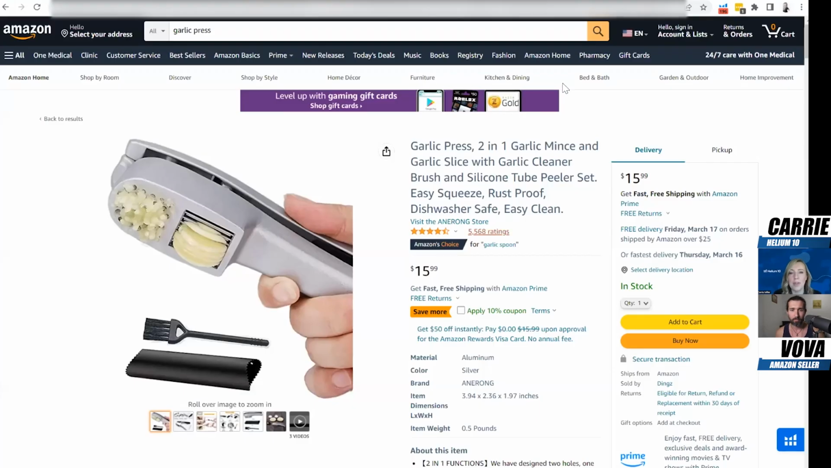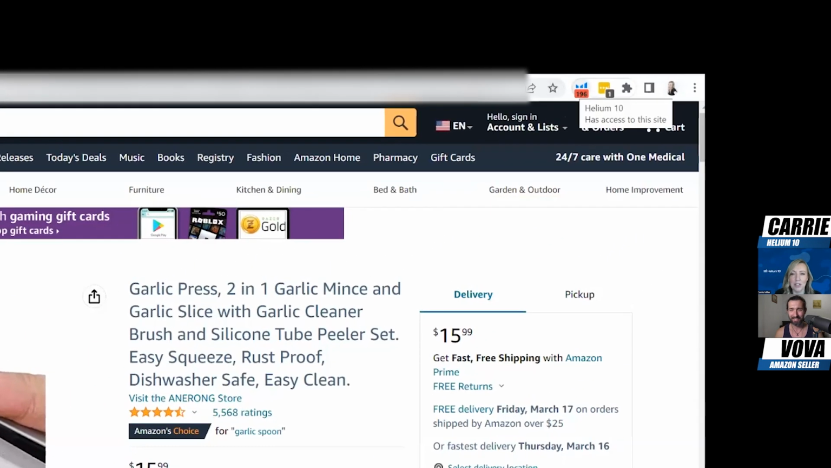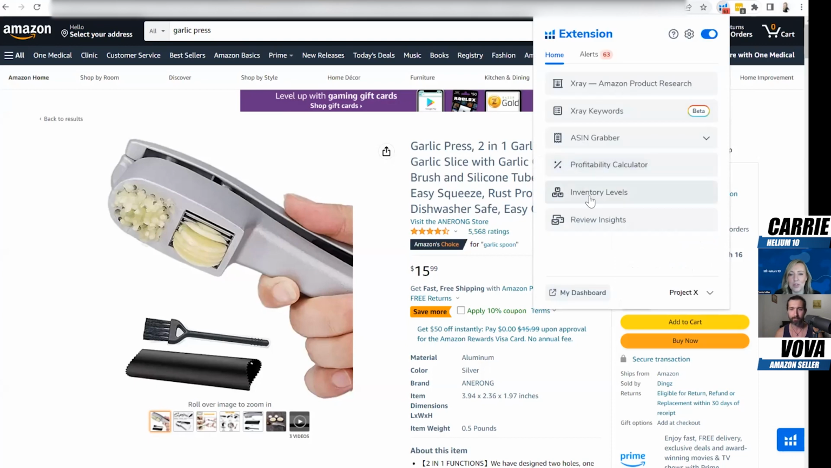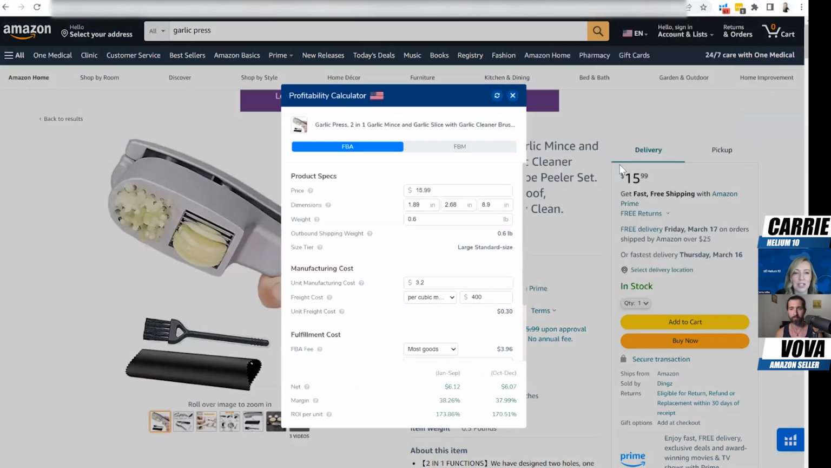So I'll go ahead and just start and share my screen. Alrighty. So I've already pulled up just an Amazon page of garlic press. Of course, everyone always uses garlic press as an example. But the Chrome extension, if you've downloaded it, it's up in your toolbar. I always pin it up there so it's easy to find. And then what you'll do is you're going to click on profitability calculator. There's a bunch of different options here for the extension, which are really great, but we're going to focus on profitability calculator today.